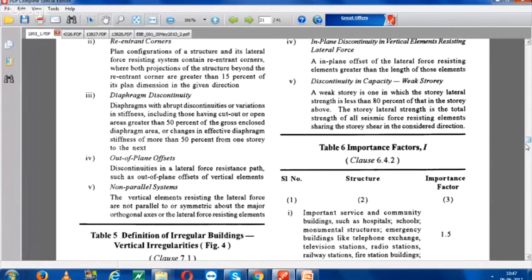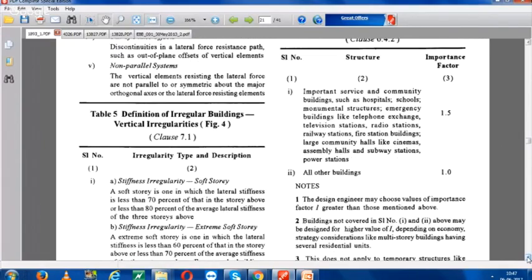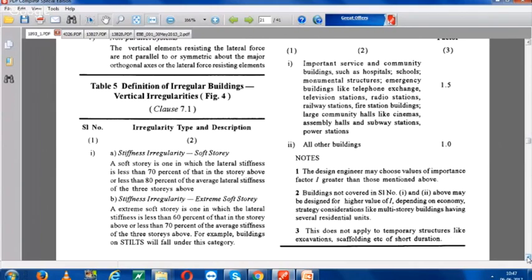Here, as you can see, the importance of the services, important services and community buildings like hospitals, schools and other things are given, and that importance factor is given as 1.5. In your question it is already given that it is a 3-storied masonry school building. So school building is given here, so the importance factor is 1.5.